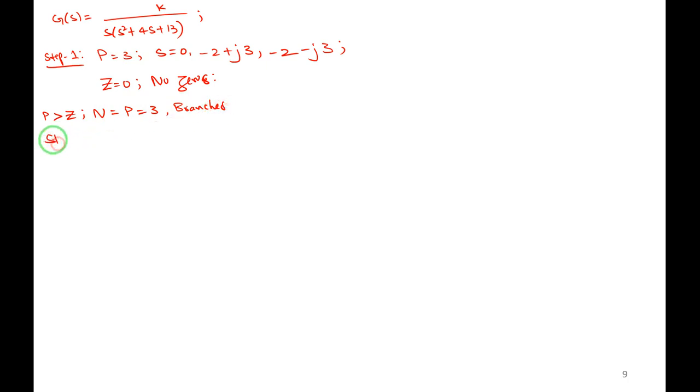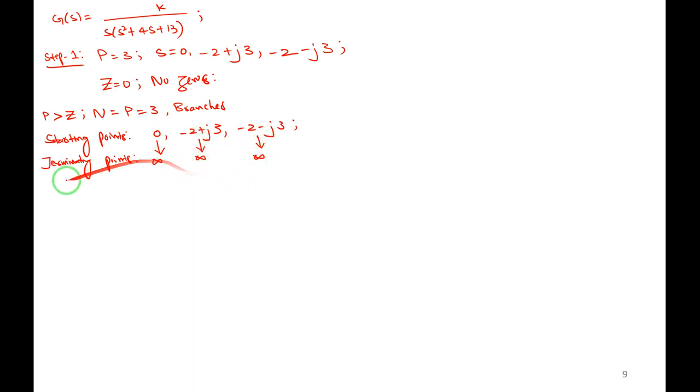And starting points of branches: one will start at 0, another will start at the pole -2 plus j3, and another branch will start at -2 minus j3. 3 branches over. Then terminating points: all will move towards infinity because no zeros are available to terminate on, right?